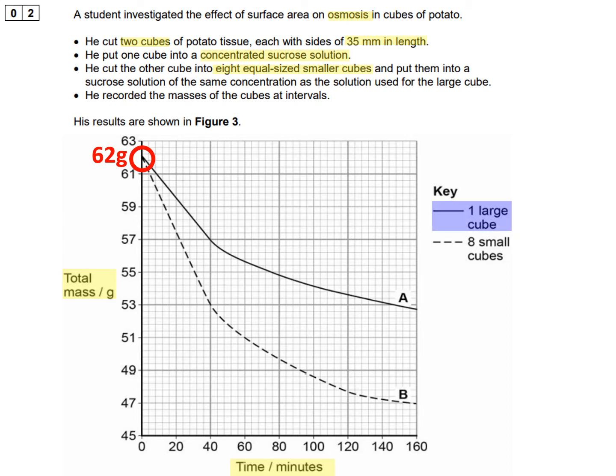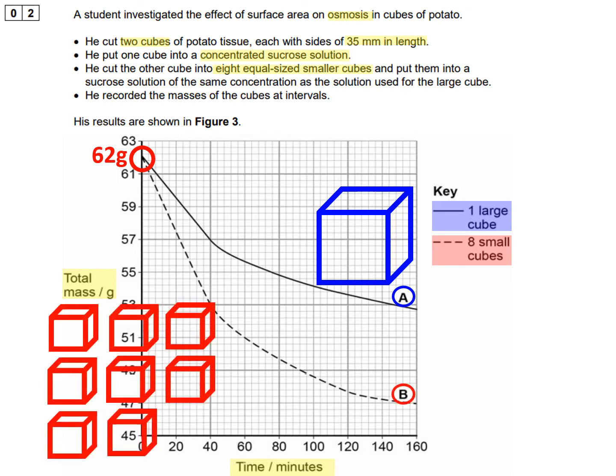Now, if we look at the key, which we're always going to do, we can see experiment A is the large cube, and we know the sides here are 35 millimeters. And the data for experiment B will be the eight smaller cubes. So here we've got eight smaller cubes. If we added all these volumes together, obviously we'd get the volume of the bigger cube because that's the one that we cut originally.